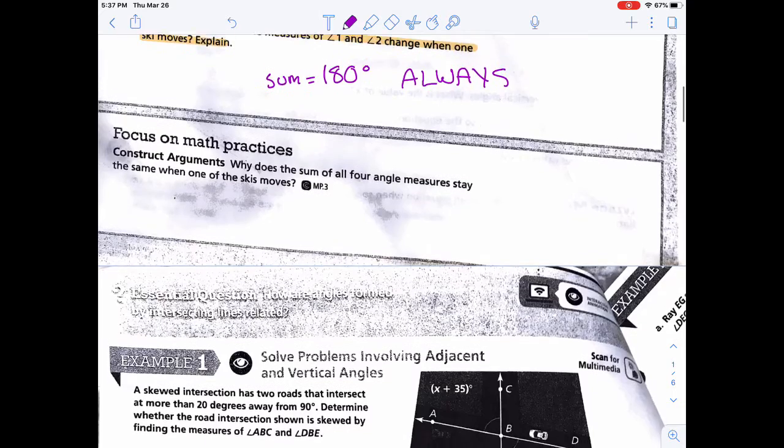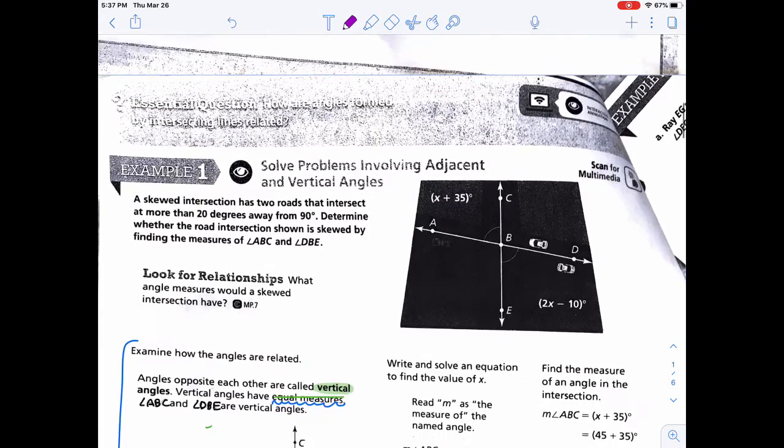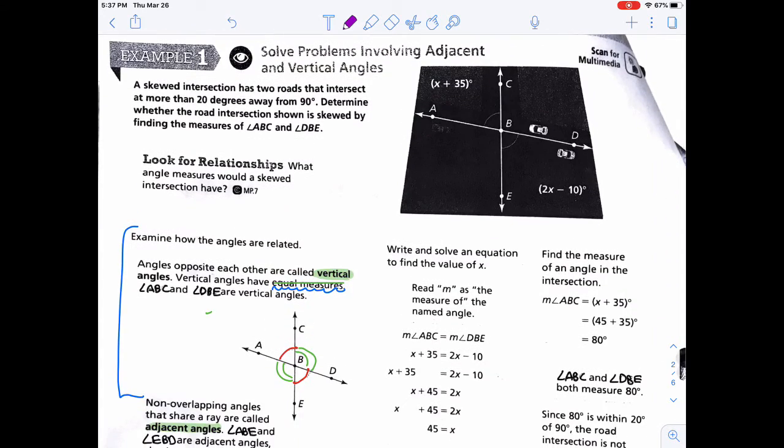Okay. So moving on here, we have a couple of examples that this packet gives you to look through, so I'm going to go over some of them with you. Looking down here to the left, this little blue section, we have angles opposite each other called vertical angles. So I'm going to put that in blue. Vertical angles always have equal measures.